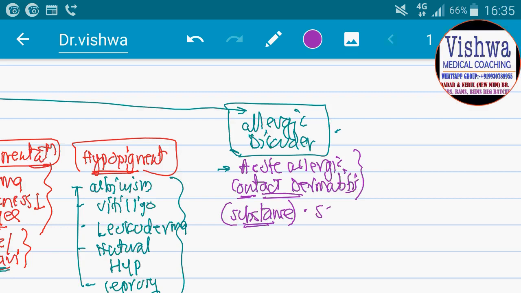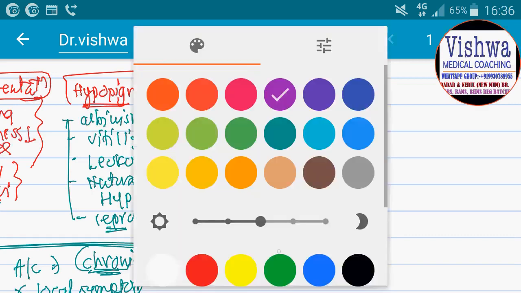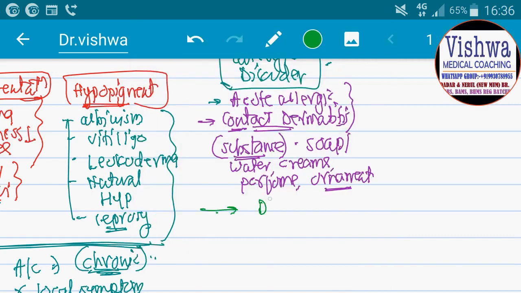It can be the soap that you are using. It can be the water. It can be a chemical in your creams. It can be an allergic reaction to something that you have, for example, perfumes. Or it can be an ornament. Anything you are using which comes in contact and produces an allergic reaction, that is what is contact dermatitis. Whereas allergic response to the skin can also be because of some drug, some chemical, or it can also be because of some food.